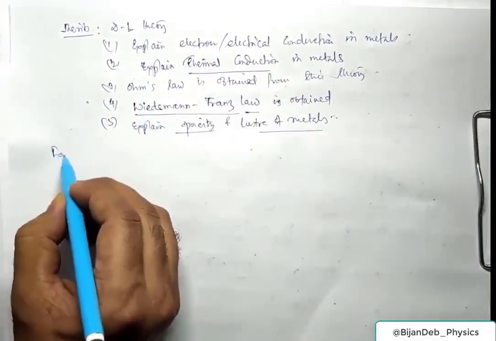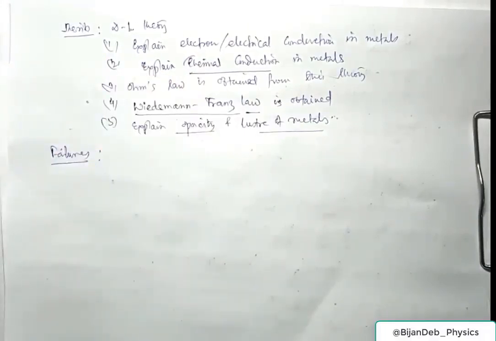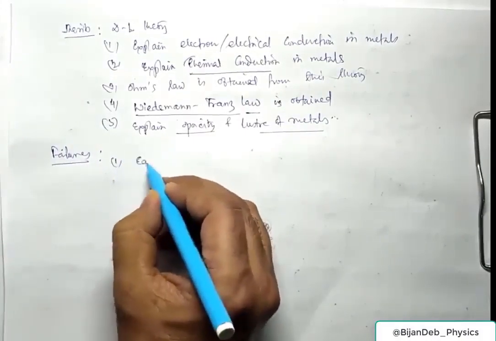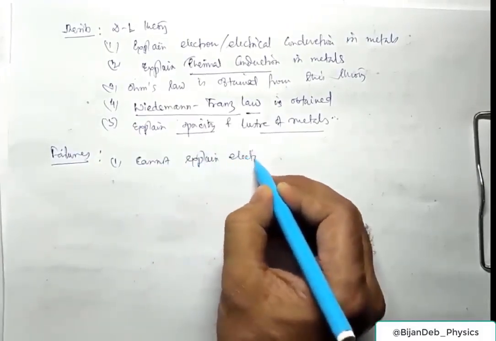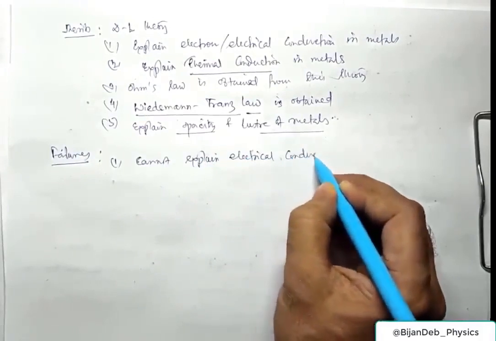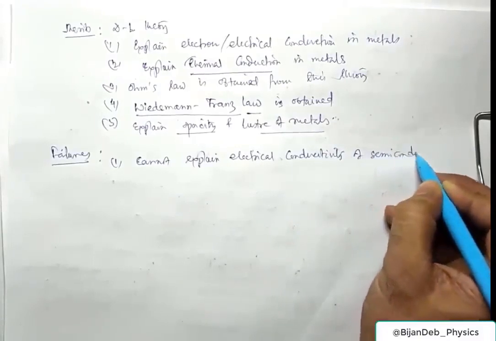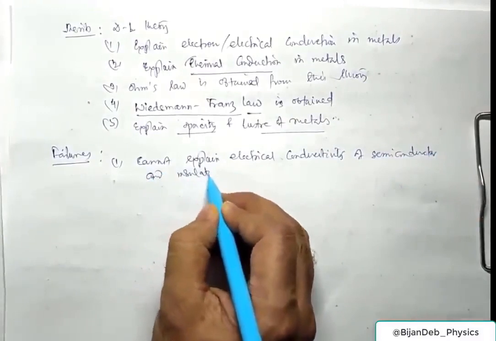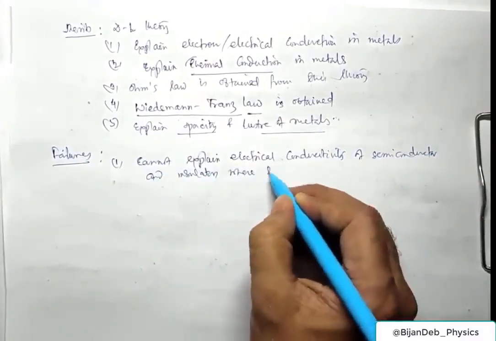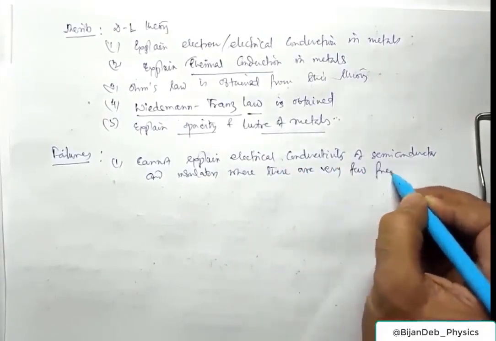Now what are some of the failures? These are very important because these are asked in the exams. What are the achievements and failures? What is the failure? It cannot explain the electrical conductivity of semiconductors and insulators, where there are very few free electrons.